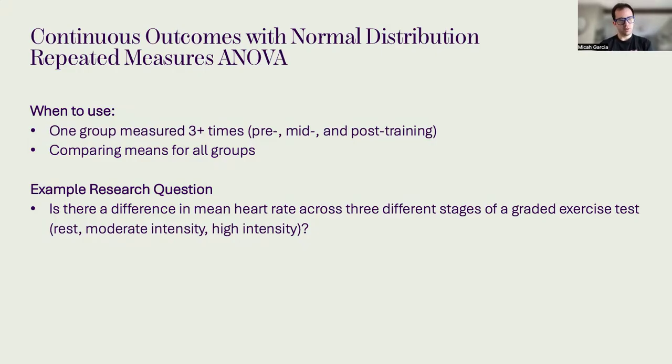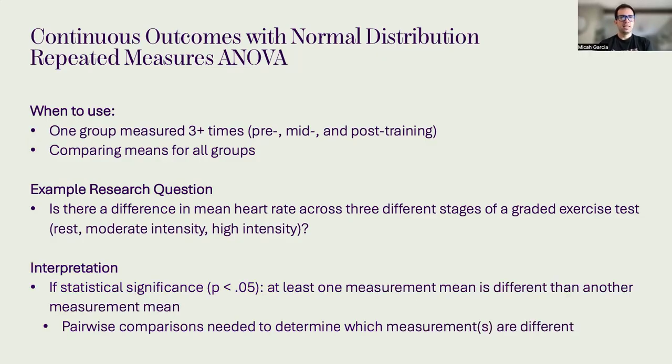Okay, so we just have one group, one sample of participants completing an exercise test. The outcome variable would be the heart rate, and we would measure the heart rate at rest, during the moderate intensity portion, and then during the high intensity portion of the graded exercise test. Similar to that ANOVA, again, p-value less than 0.05 says that at least one of the measurement means is different than another measurement mean, and then we would need to perform these pairwise comparisons or these paired t-tests to determine which measurements are actually different.